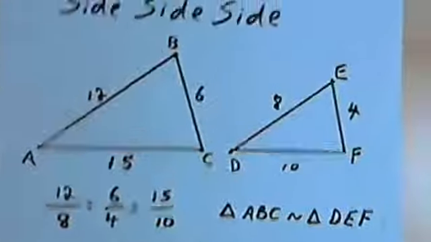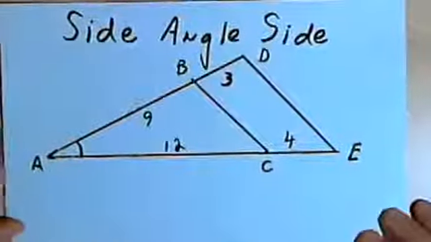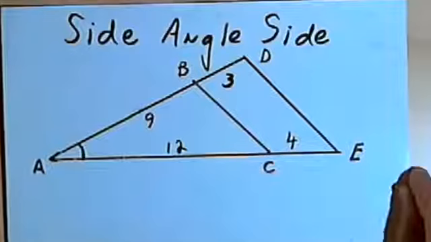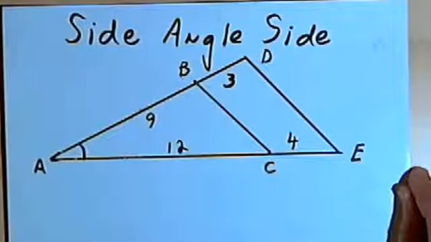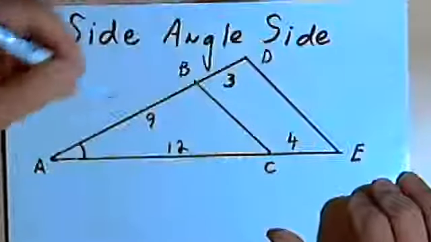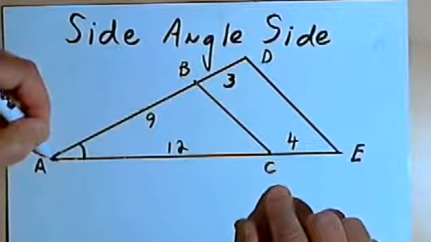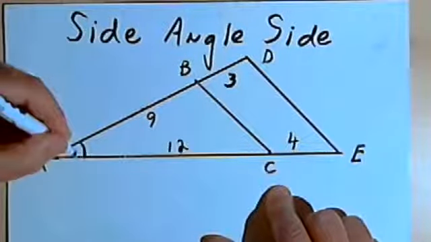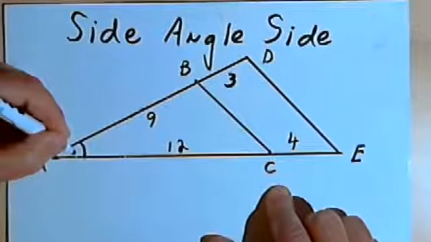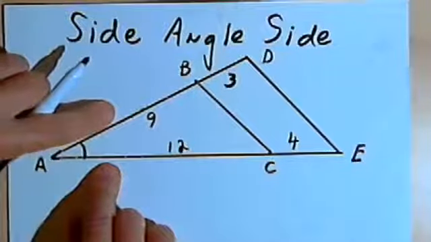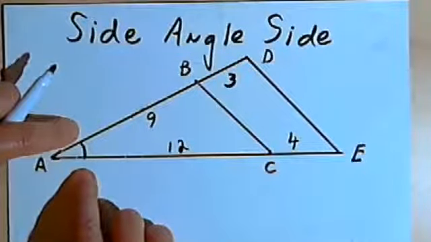Let's look at side-angle-side. With side-angle-side similarity, we say the two triangles are similar if they have two pairs of corresponding sides that are proportional, and if the included angles are congruent. So here I have two triangles. I have triangle ADE, and then kind of inside triangle ADE, I have triangle ABC. Now both of these triangles share an angle. They share angle A. So I know that angle A is congruent with angle A. Now I have to see if the sides on both sides of angle A are proportional.